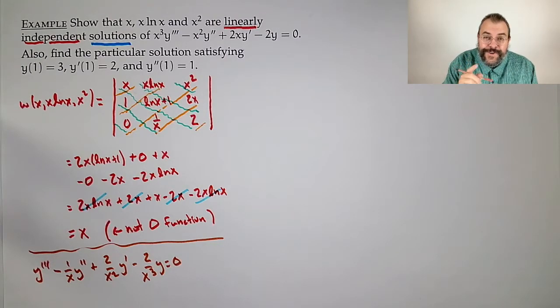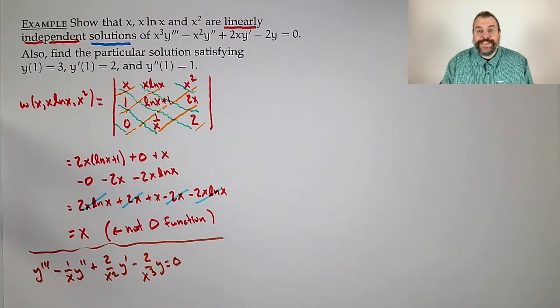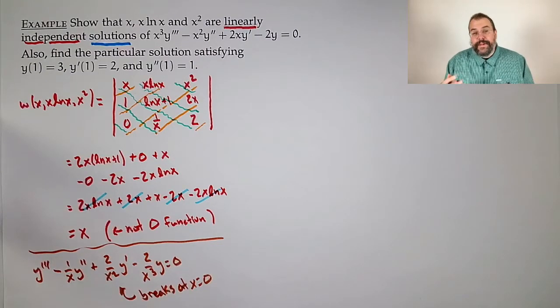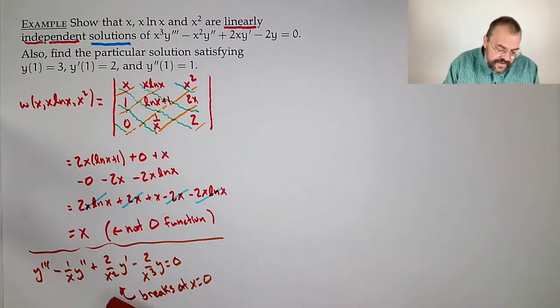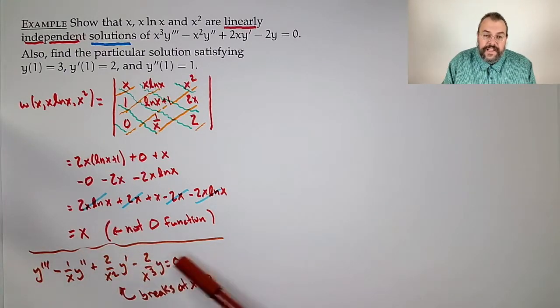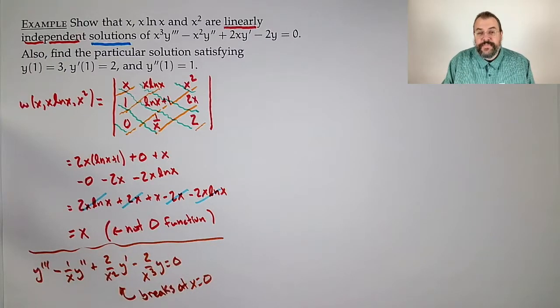Where is the coefficient, it doesn't really matter which one you pick, where is it not continuous? At 0. Yeah. So this breaks at x equals 0, which means we can't make any conclusion about what's happening at 0. So even though it is true that we get 0 out of the Wronskian at a particular value of x, that's a place where it's going to break down. So it's okay that we got a particular place where we had 0. No problem. All right, good.